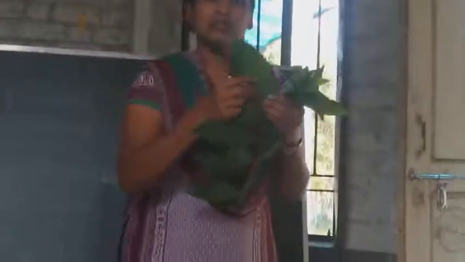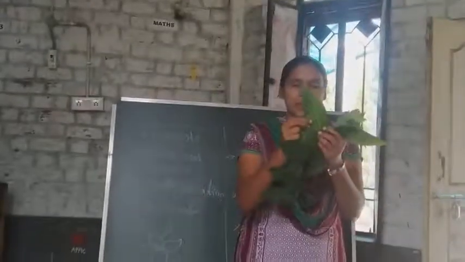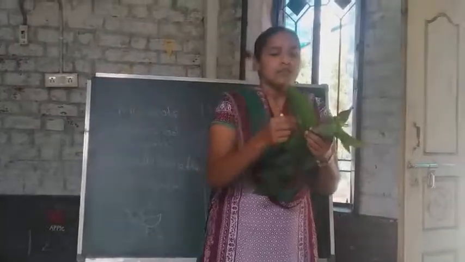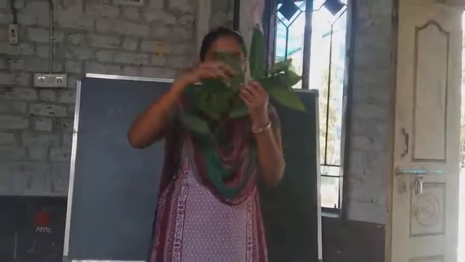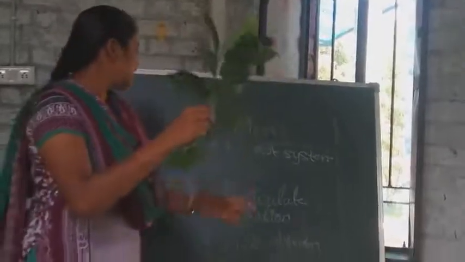Guys, see here. Venation is nothing but the arrangement of the veins throughout the leaf, the arrangement of the veins in the leaf lamina. Okay. So how are the veins arranged here, and also in this plant, how are the veins arranged here? Are they the same in both plants? No, because in dicots, the venation is reticulate venation.